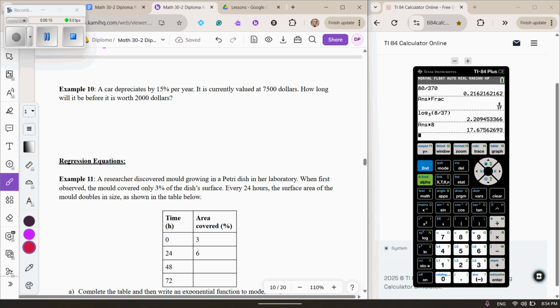Example 10 says a car depreciates by 15% per year. It is currently valued at $7,500. How long will it take before the car is worth $2,000?